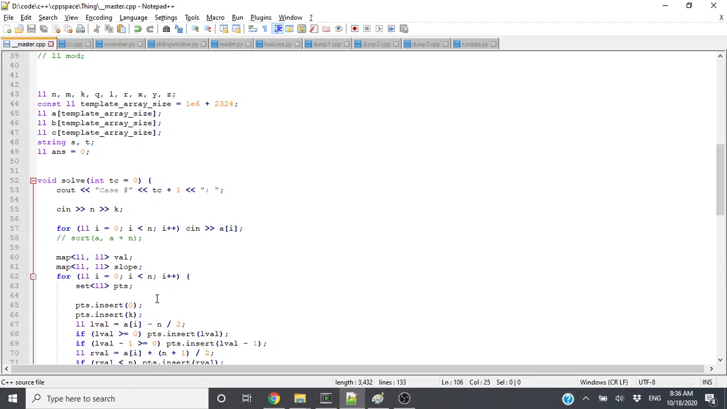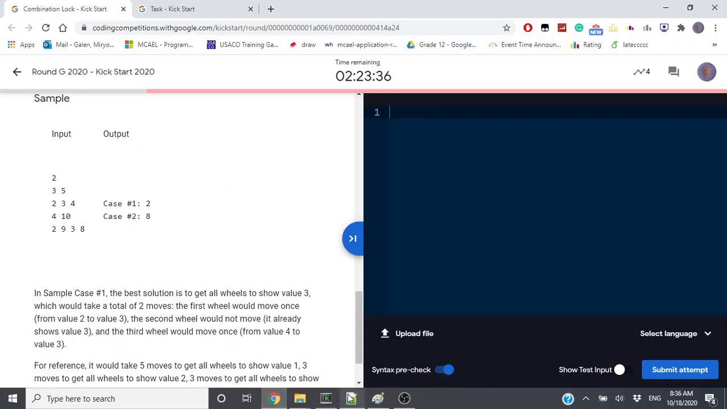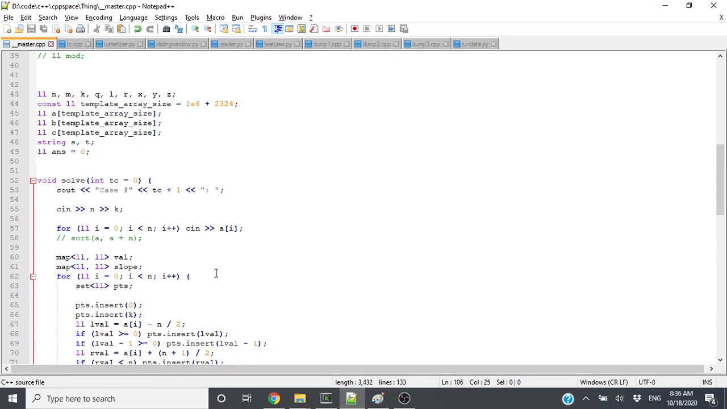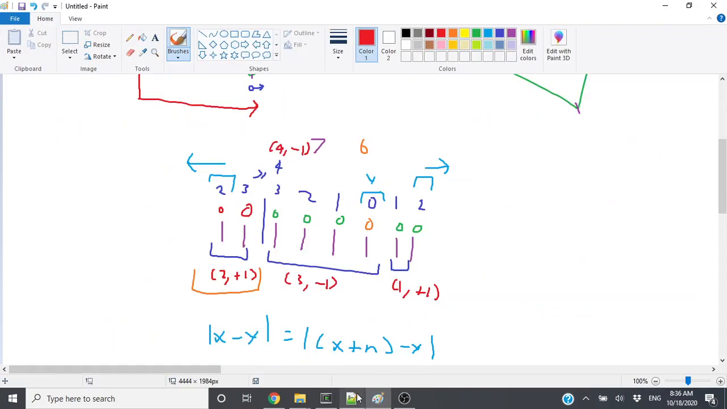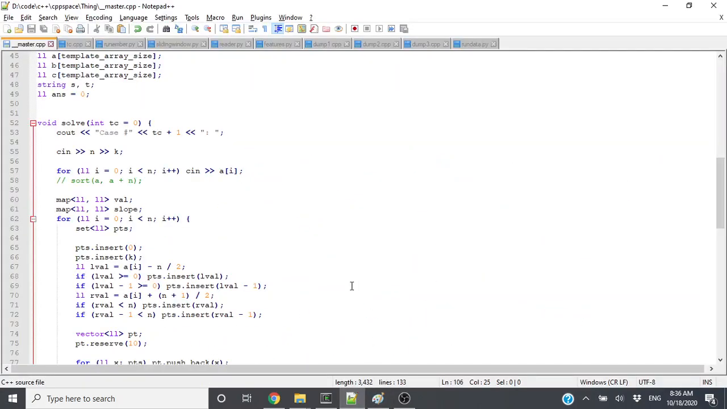So let's go over it. We print the case number. That's a good idea. We read in the two integers, and once we do that, we read into AI. Take two maps for value and slope. Take the points. So we begin with 0 and k. Even though k isn't in the range, I'm using it to be convenient. Actually, I don't think we even need to do that. We can just do k minus 1. So that's cool.